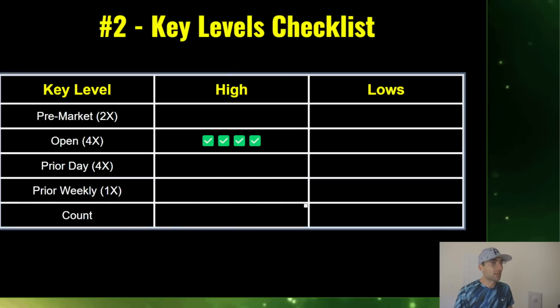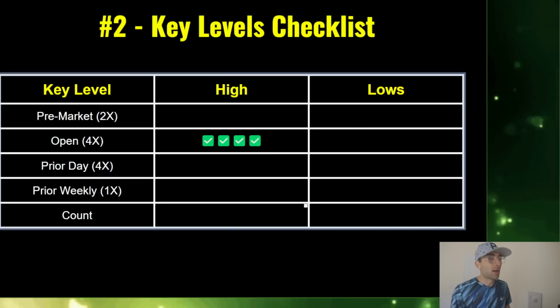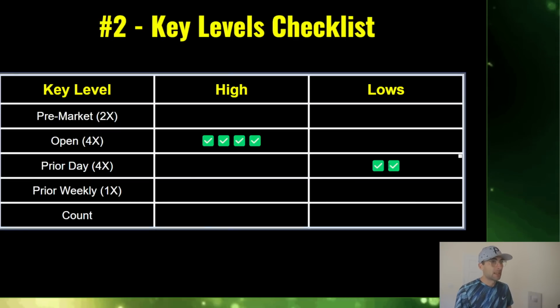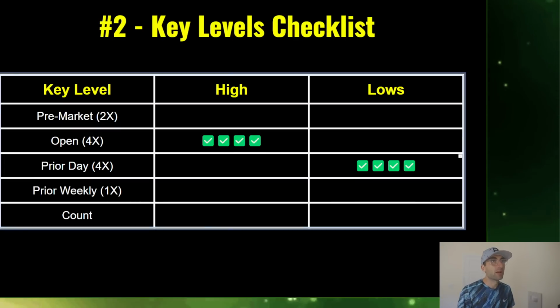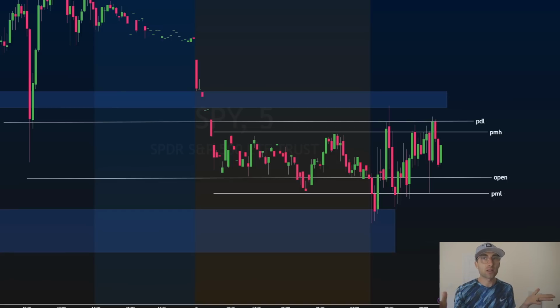And then we see the lows. If you're bearish today, what's the opportunity? Are we under the pre-market low? No. Are we under the high? No. Are we under the open? Are we under the prior day close? Yes. So that one's a 4. And then prior weekly? No. So at this point, it's a 4 and a 4. If you're bullish, if you're bearish, it's pretty even. More importantly, it's pretty low.